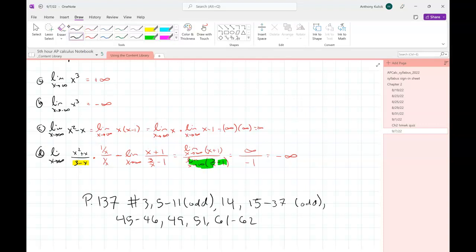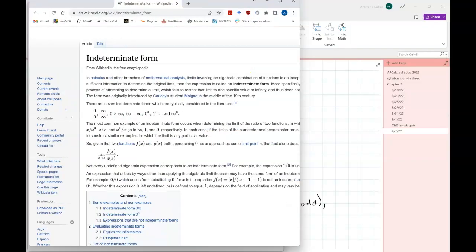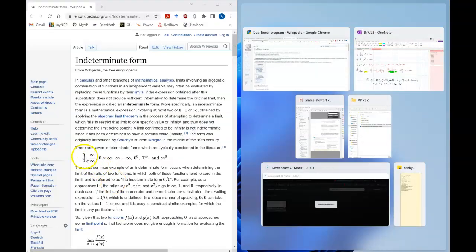Yes, you got to avoid the indeterminate forms, right? If you run into an indeterminate form, it's like back to the drawing board, got to try something else. And again, those indeterminate forms: 0 over 0, infinity over infinity, 0 times infinity, infinity minus infinity, 0 to the 0, 1 to the infinity, and infinity to the 0. Those are your 6 indeterminate forms.